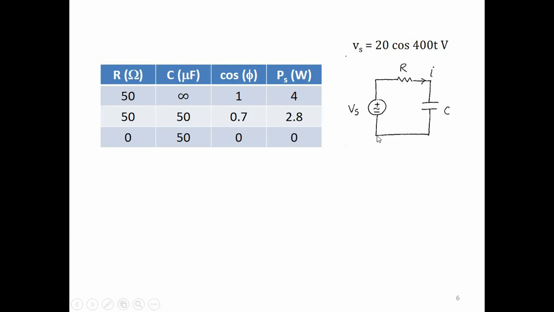Now this is intuitively clear. The point I want to make is that the power delivered by Vs in this circuit reduces as cos phi reduces. Alright, so there is a direct correlation between the power supplied and the power factor, and that is why this power factor is important. And we will come back to this in just a few minutes.